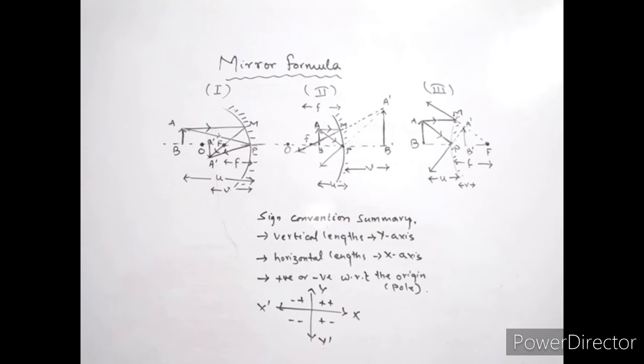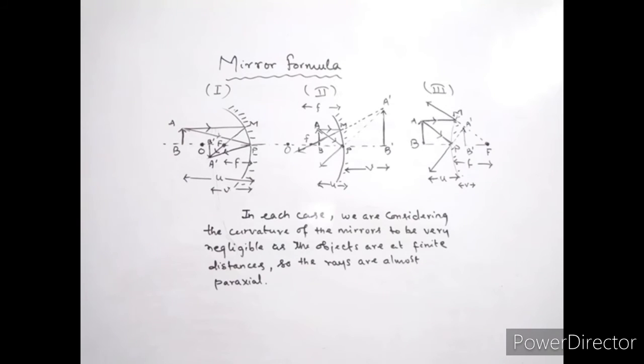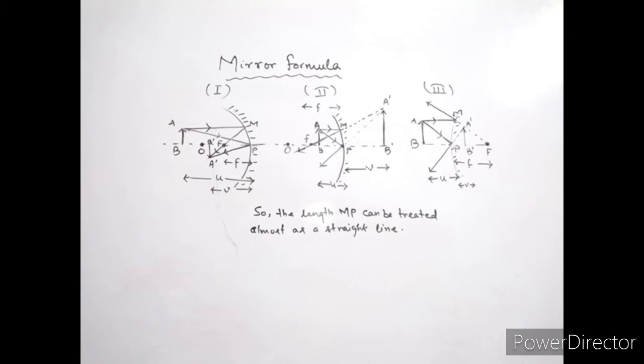If you see that coordinate system, from the top right corner both the axes are positive, then going anti-clockwise, the x-axis is negative while the y-axis is positive, then negative negative, and then positive negative. In each case we are considering the curvature of the mirror to be very negligible. As the objects are at finite distances, the rays are almost paraxial. The parallel rays that we are considering from the point A to the point M are paraxial, of course. So the length MP can be taken as a straight line.